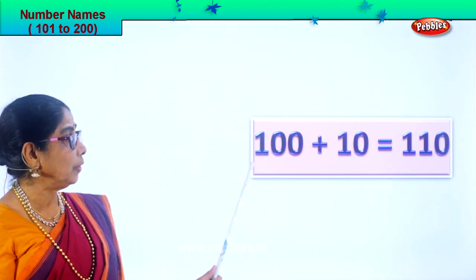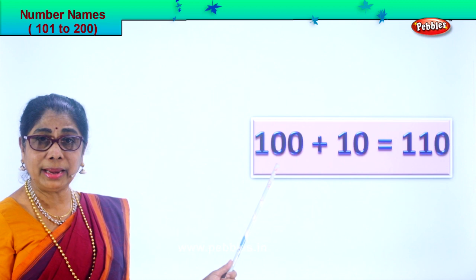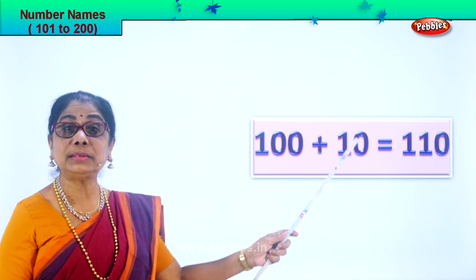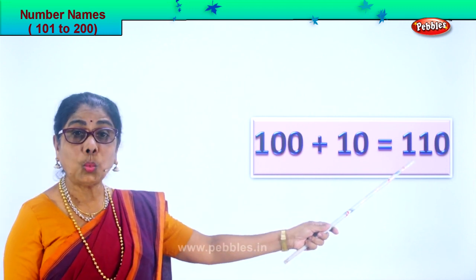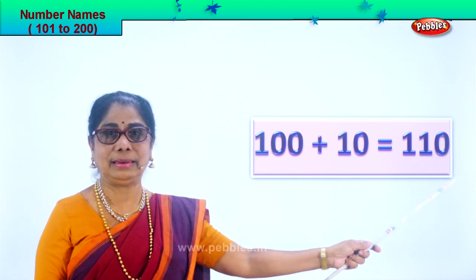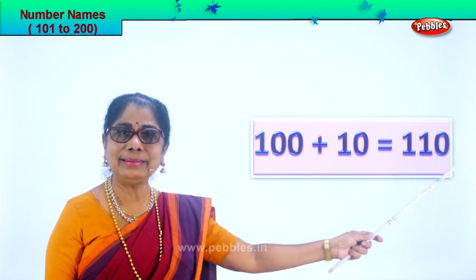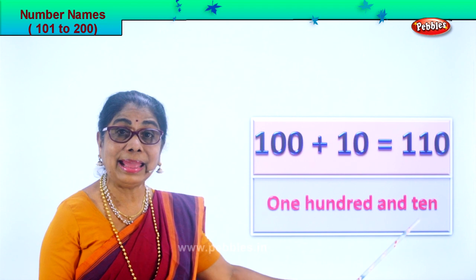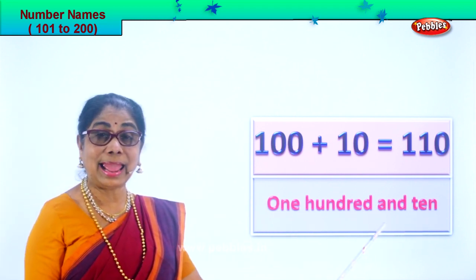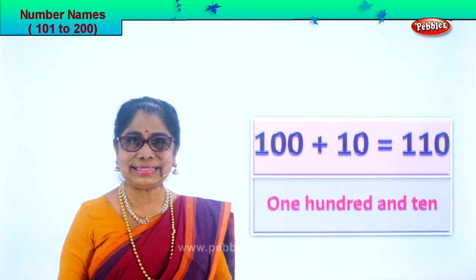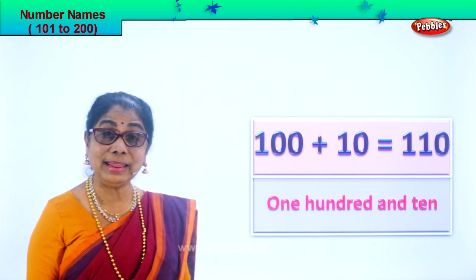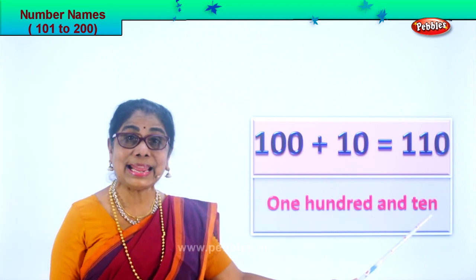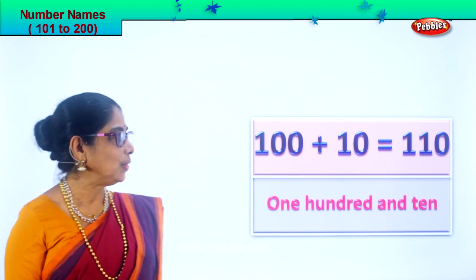Three-digit numbers, okay? Now here you have 100 plus 10 more. 100 plus 10 equal to 110. Read. 110. And how do you write it in name? 110. Good. Let's take the next number. We are learning to read and write three-digit numbers. 110. Good. Let's look at the next number.